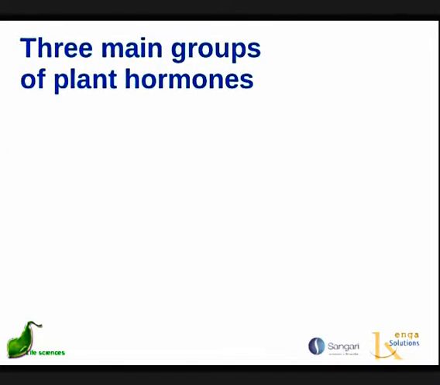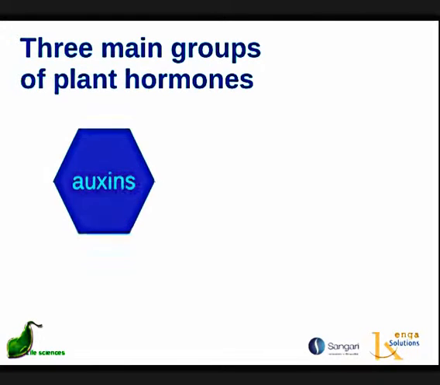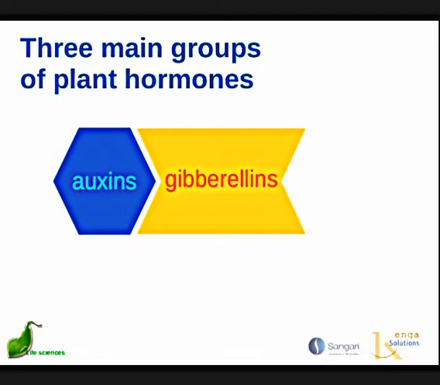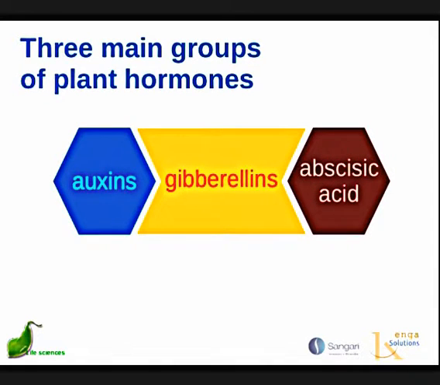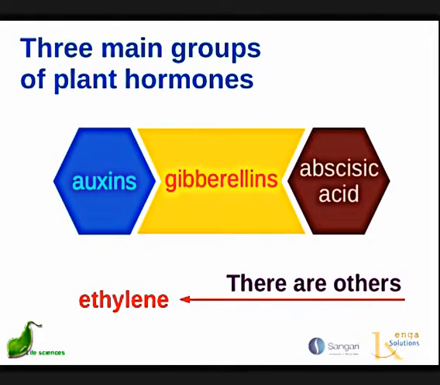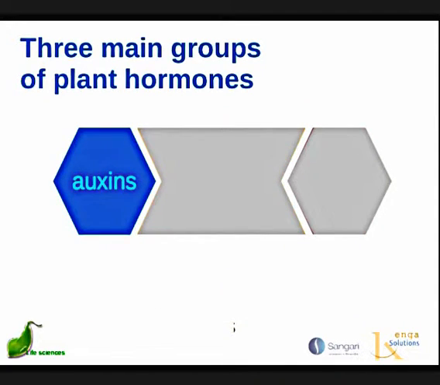Now, there are three main groups of hormones that we will look at in this video: auxins, gibberellins, and abscisic acid. There are others as well, and one that you might hear quite a lot about is ethylene, which plays a role in the ripening of fruit, and cytokinins. What we're going to do is we're going to start with auxins.